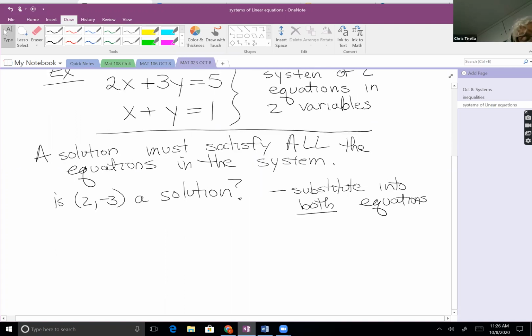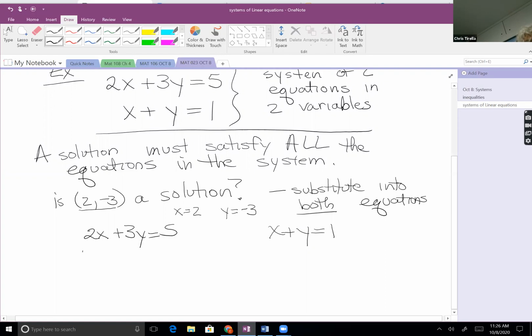So the first equation is 2x plus 3y equals 5. The second equation is x plus y equals 1. And if my point is (2, 3), is everybody all right? That means I'll be substituting x equals 2. And I'm sorry, it's not (2, 3). I read it wrong. It's (2, -3). I'm substituting x equals 2 and y equals -3.